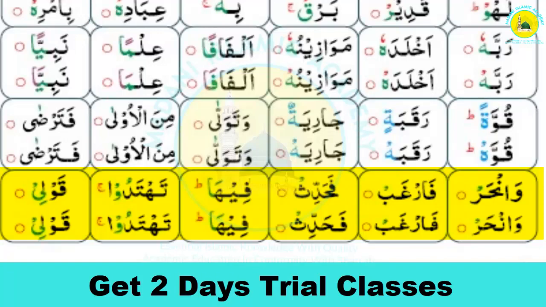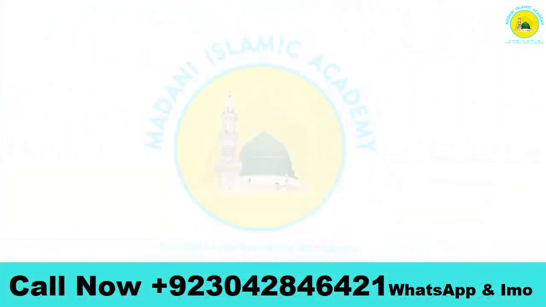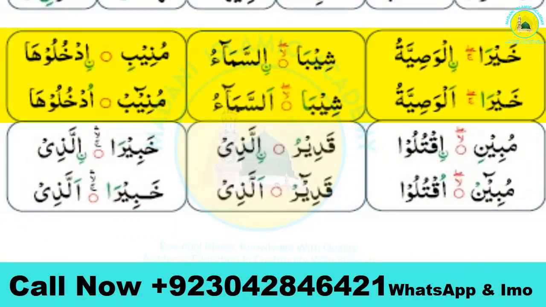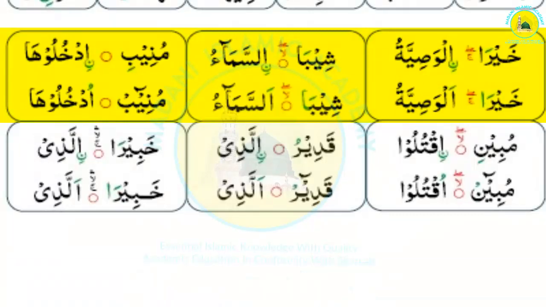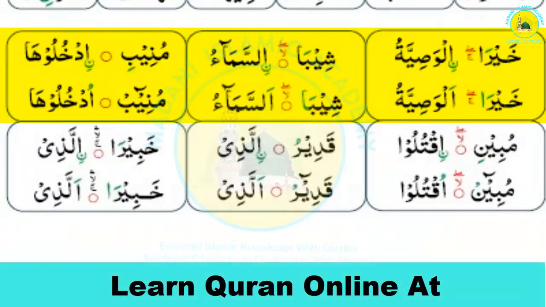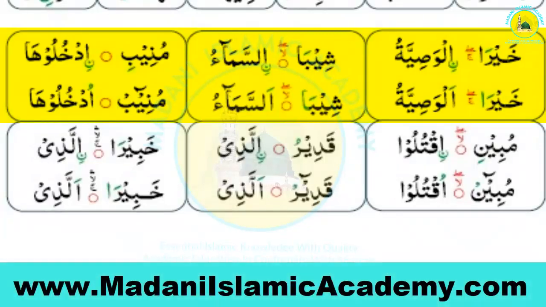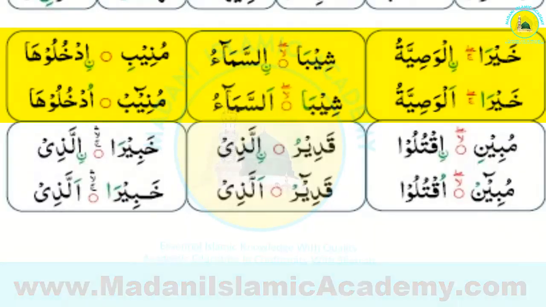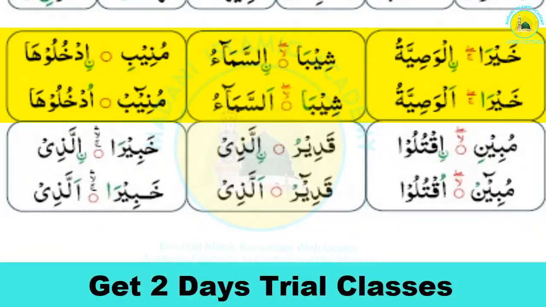Now the next examples that we see are the examples here. Now can you see this noon? This is called noon qutni. So when you read it in wasl, in continuous reading, you will read it as khayranil. This alif there, you only read the alif when you stop. So khayra, and then you put an alif zabar there. Al wasiyatu. Okay?